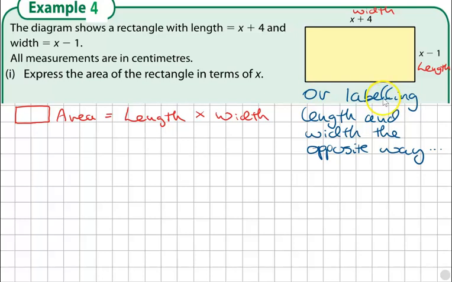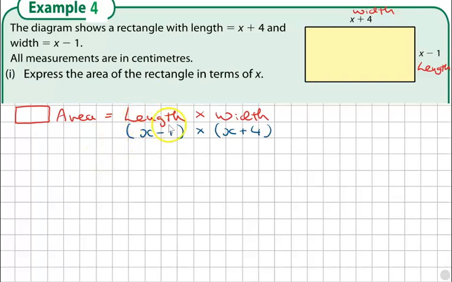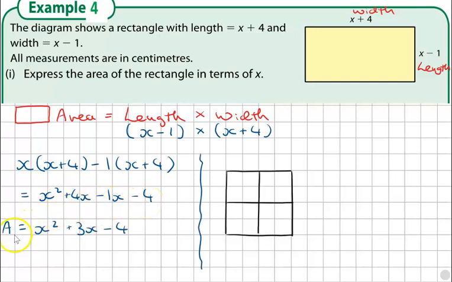If we had labelled the length and the width the opposite way, we would have still got the same answer. So let's say we decided to call the width x plus 4 and the length x minus 1. So this time we would have had x minus 1 times x plus 4, the other way around. So we would have had x times x plus 4 minus 1 times x plus 4, which gives us x squared plus 4x minus 1x minus 4, which again gives us A is equal to x squared plus 3x minus 4, so the same answer.